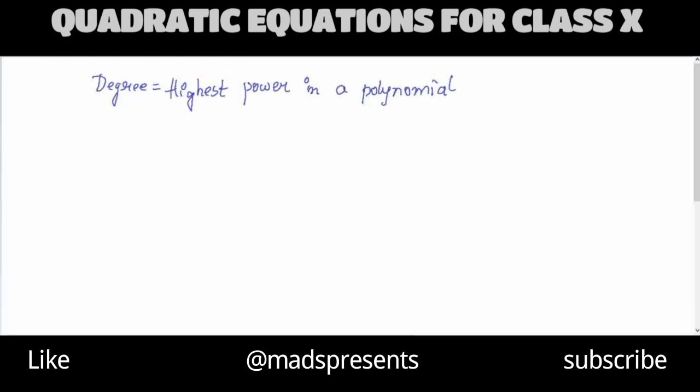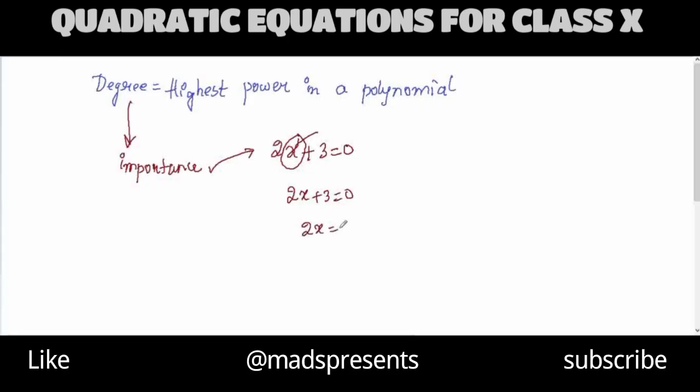Now what is the use of this degree? Why learn about it? Take 2x plus 3 is equal to 0. If you solve this, 3 goes to the other side and becomes minus 3, and the 2 goes to the other side as well, so x is equal to minus 3 by 2. So if you solve this equation, we get x as minus 3 by 2.